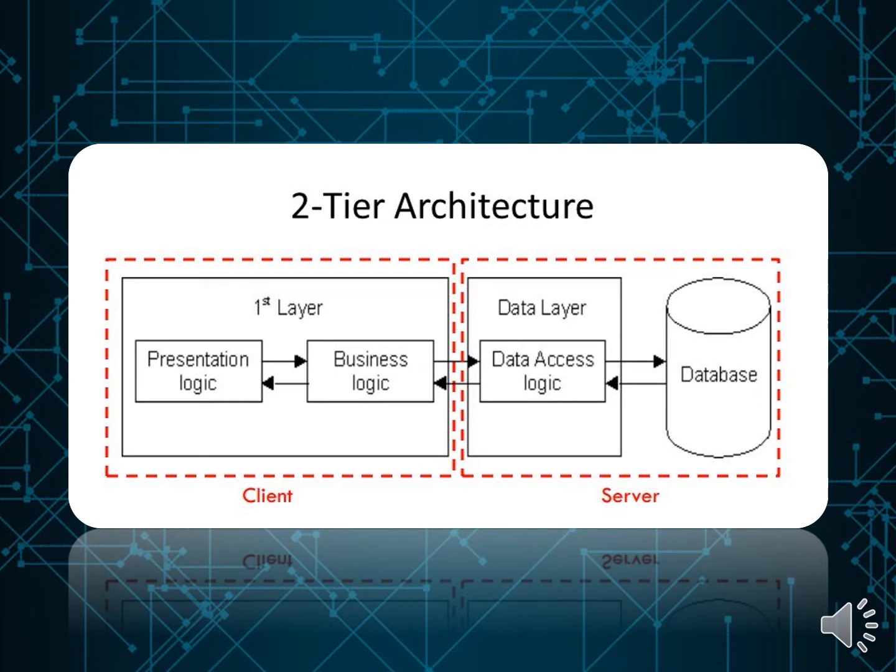This is the diagrammatic representation of the two-tier architecture. If you see here, logically there will be two layers or tiers. On the left side we have a client, on the right side we have a server. On the first layer or tier, the client will be there. On that, both the presentation logic and business logic are implemented. On the right side we have a server, that is the second layer. There you have the data layer, and we have a database and data access logic.